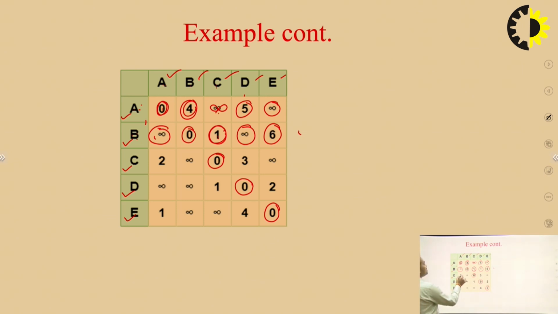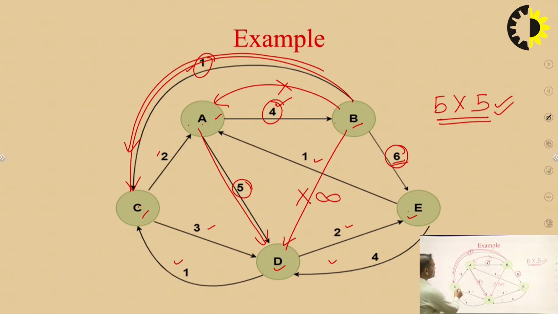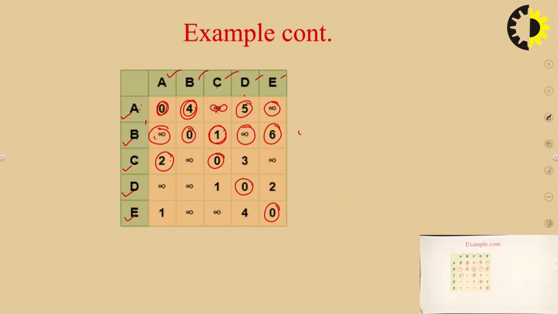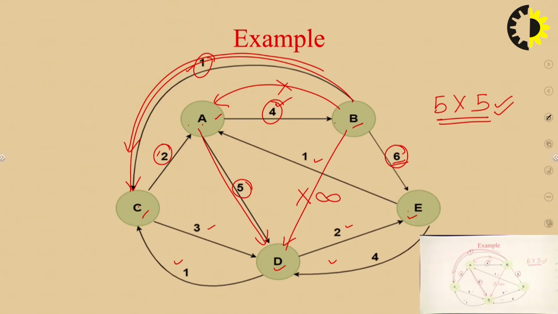Same, the distance between C to A is 2. In the given graph, the distance between C to A is 2. So we have to mark 2 here. The distance between C to B is infinity because there is no directed edge between C to B. So we have to mark infinity.